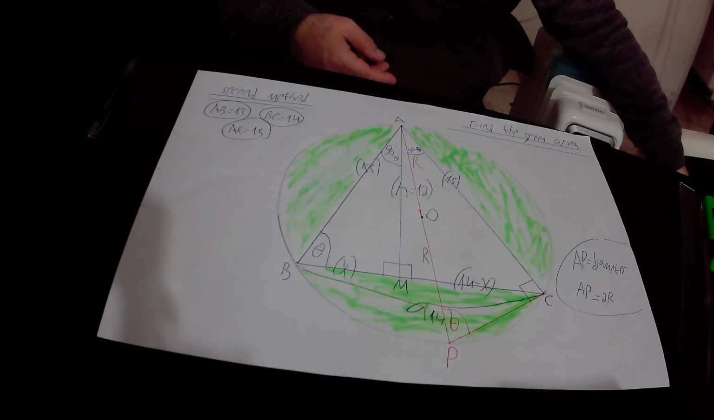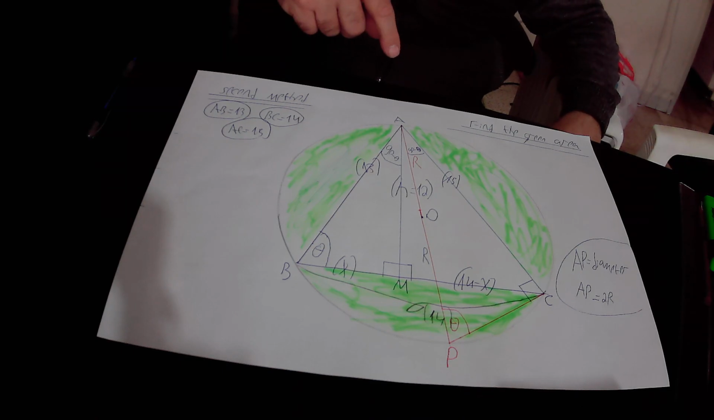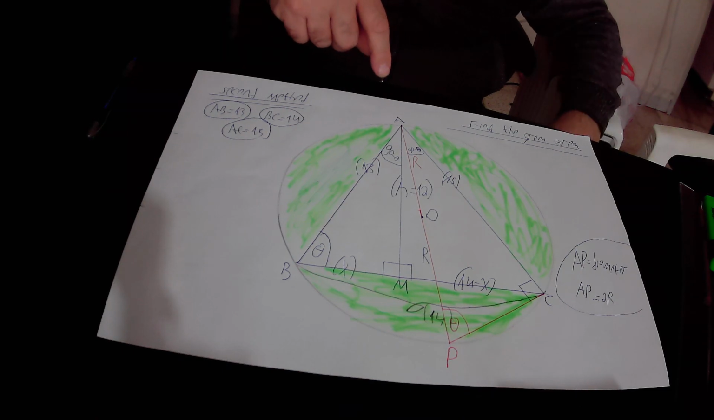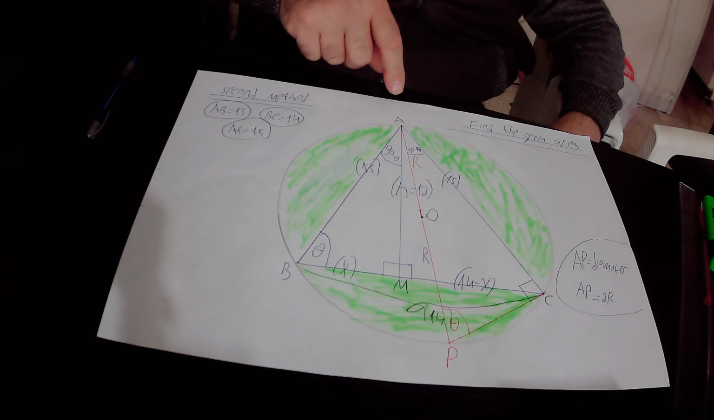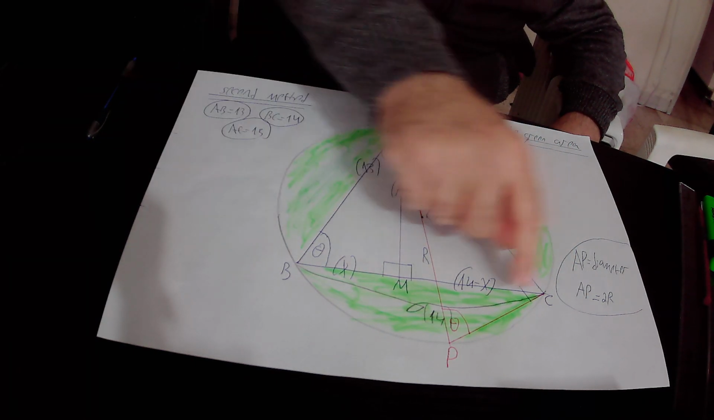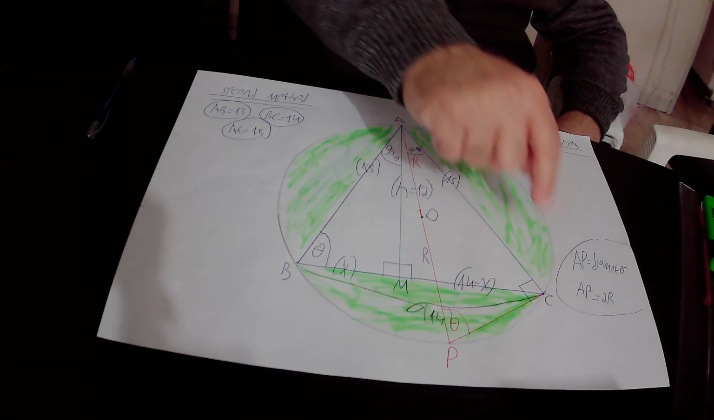Why? Because in our drawing we have peripheral angle APC that rests on chord AC, and we have another peripheral angle ABC that also rests on the same chord AC.